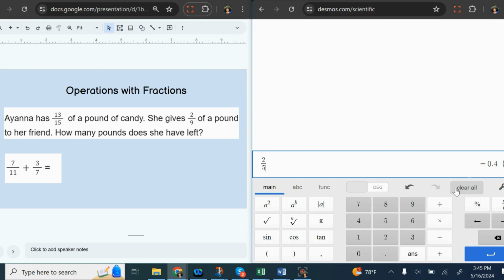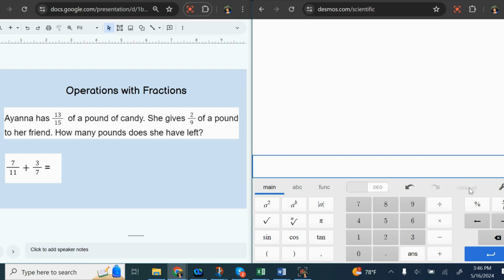The other way that you can write a fraction is to hit this fraction notation button over here where it says A over B. So you click that and then you type 2 over 5. And then you have your fraction over here. So those are the two ways that you can type a fraction into the online calculator.